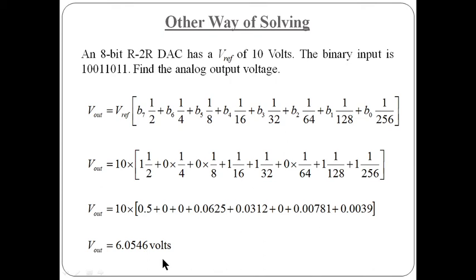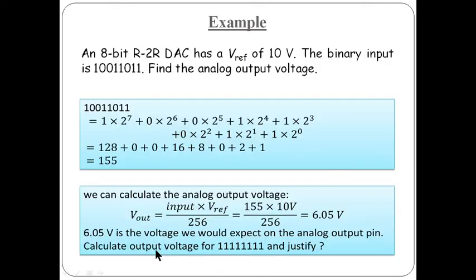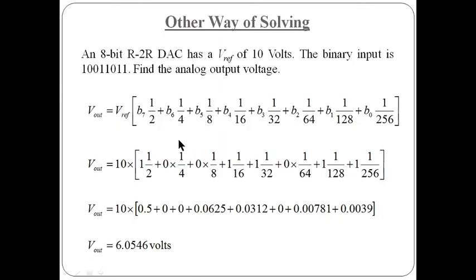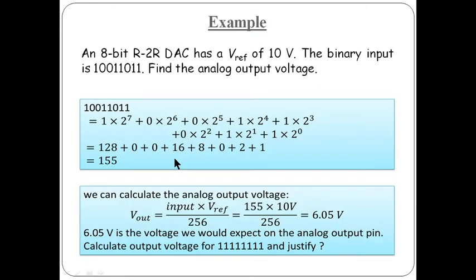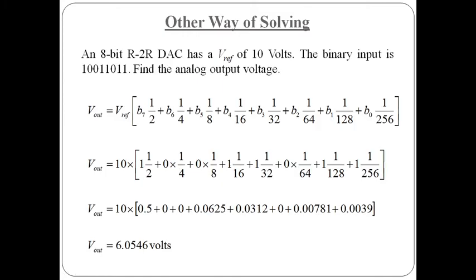Then by putting these values here and calculating, we will get V of output equals 6.0546 volt. So students, these are the two different methods. This is one method and this is the other method. The method which you like most, you can use in the examination. In the examination you will get only a simple numerical that converts the digital signal into the analog signal, and you can use any method in it.